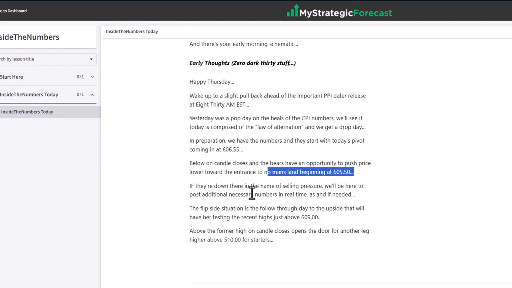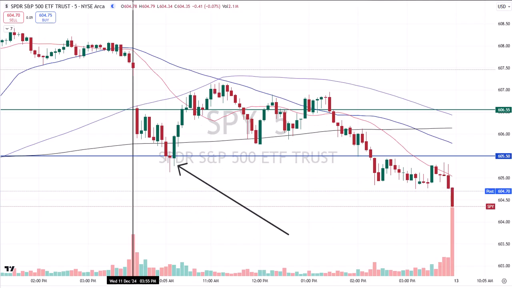If they're down there in the name of selling pressure, we'll be here to post additional necessary numbers in real time as and if needed. The flip side situation is blah, blah, blah. We didn't need that right now. 605.50. How you doing?